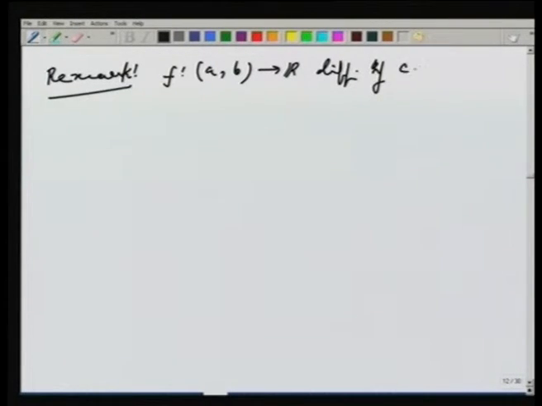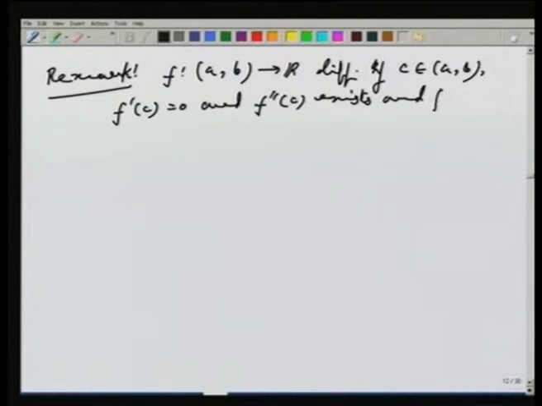Analogously again, I can deal with the case of minimum, that is given as follows: f is from a b to R, differentiable, if c belongs to a b with the condition f prime c is equal to 0, and if f double prime c exists and is positive, then c is a local minimum for f.